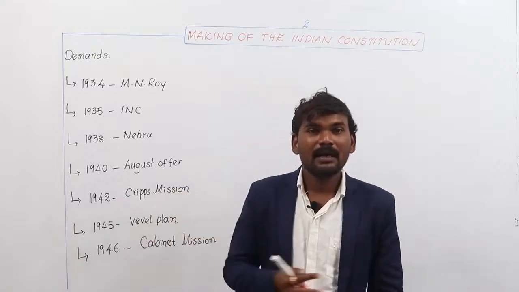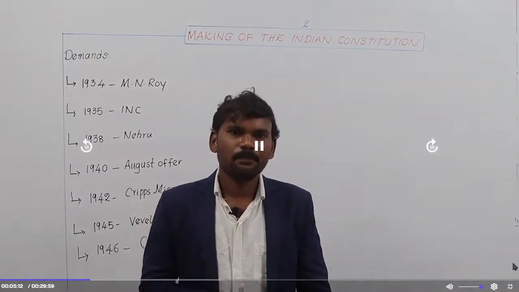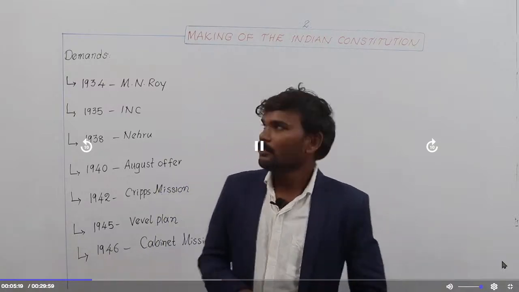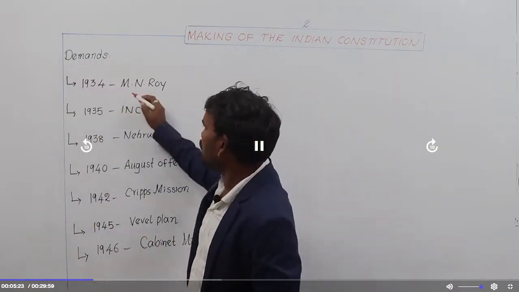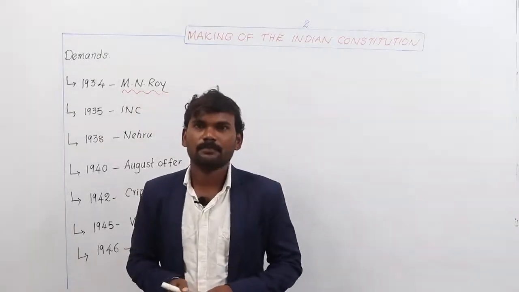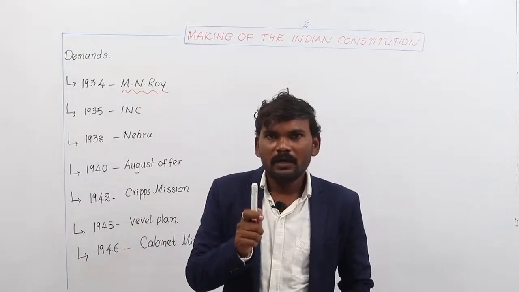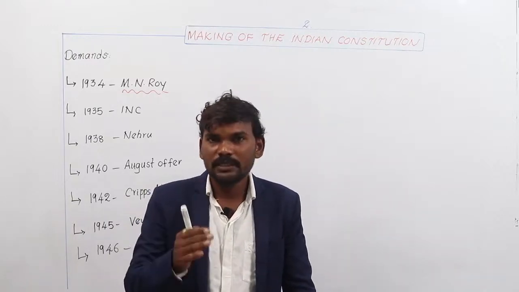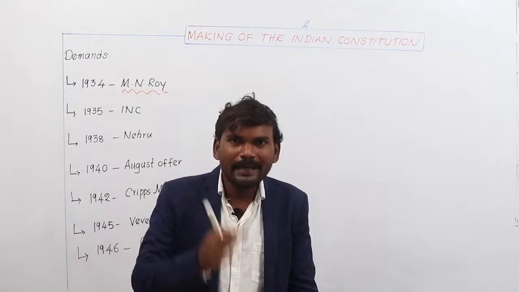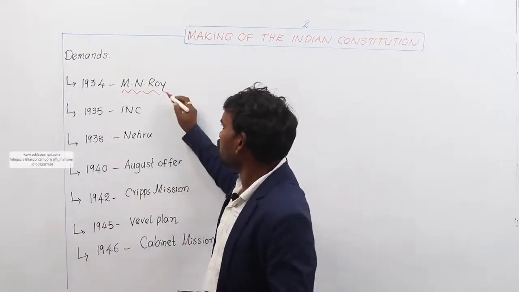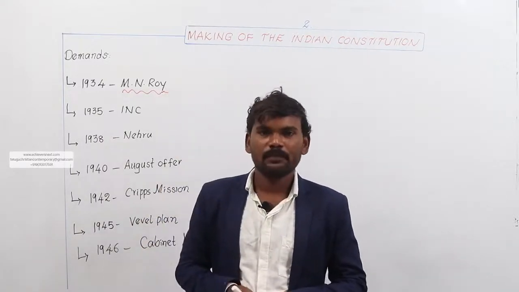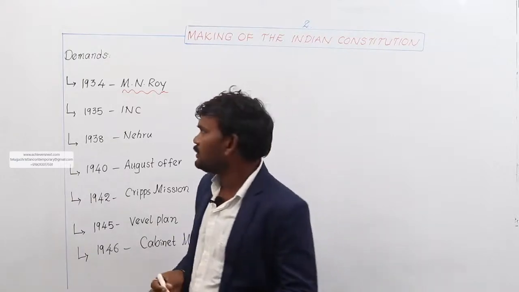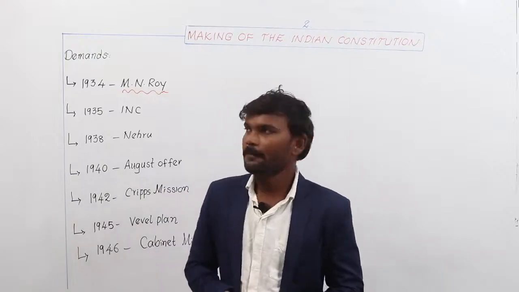Let us see the historical demands for setting up the Indian Constituent Assembly. The first person was M.N. Roy. In 1934, Manabendra Nath Roy, a famous communist, demanded for the first time that the Britishers set up a constituent assembly consisting only of Indians. This is a very important question, and there is scope to ask it: who was the first person to demand that the Britishers set up a constituent assembly of Indians? It is M.N. Roy.